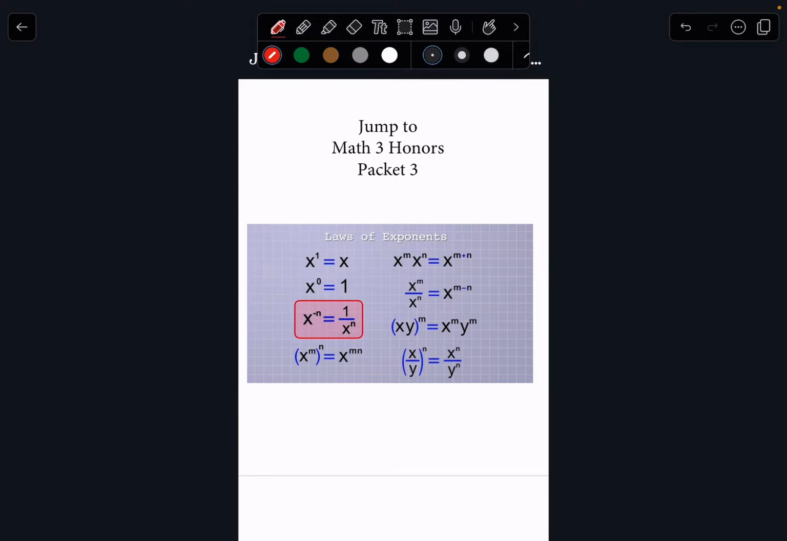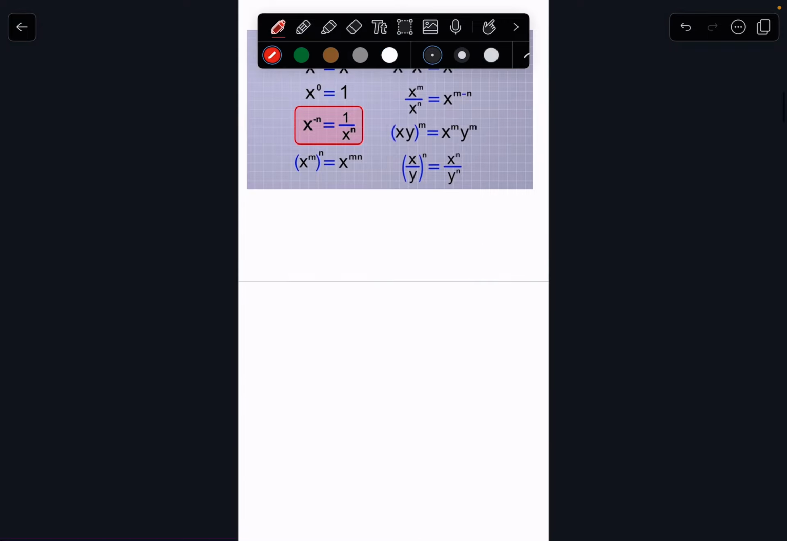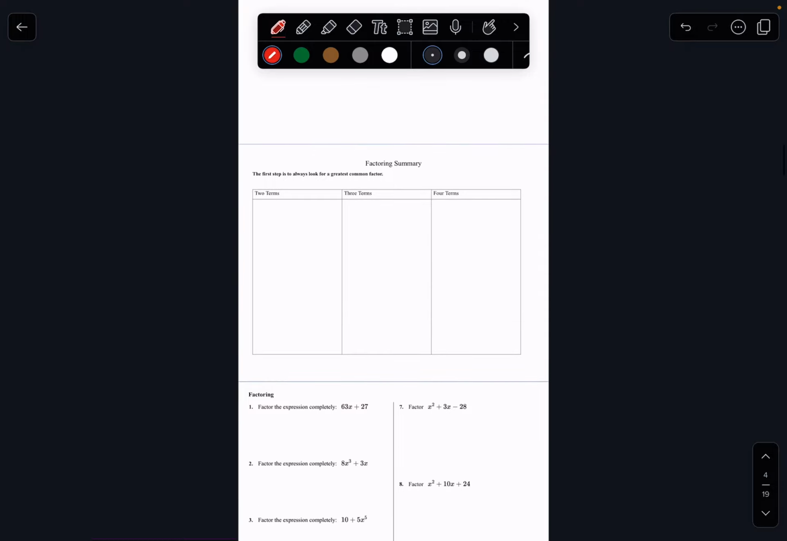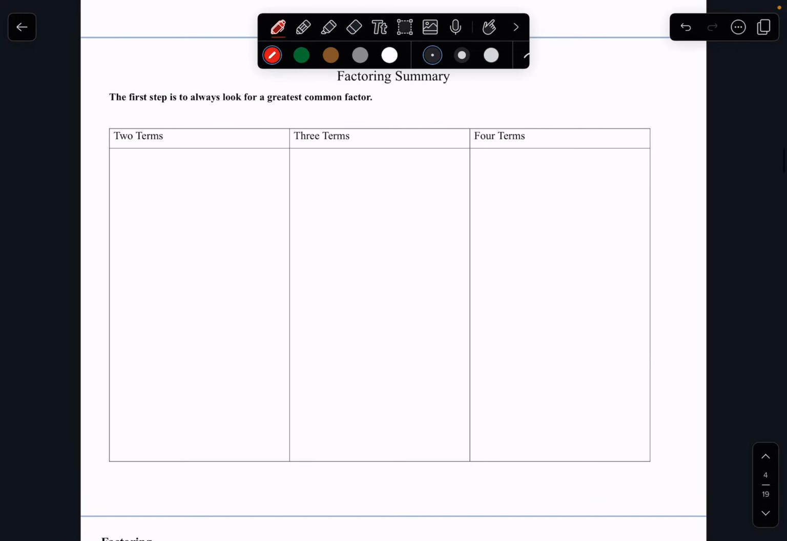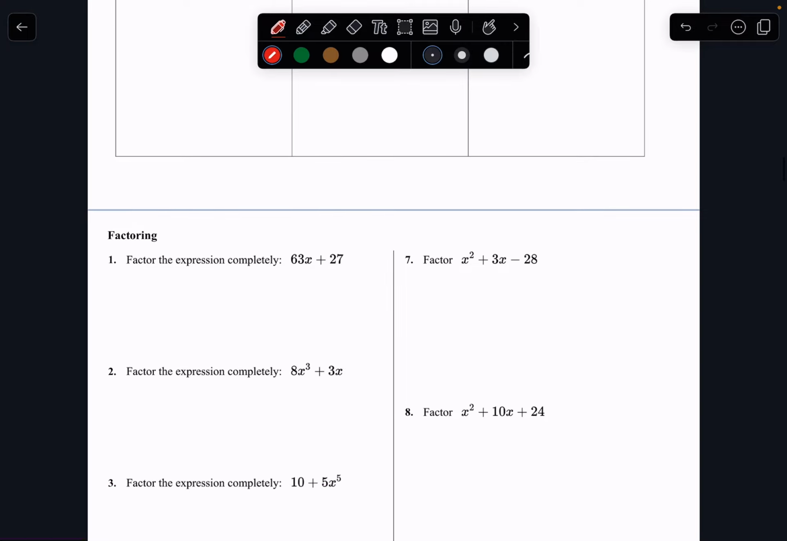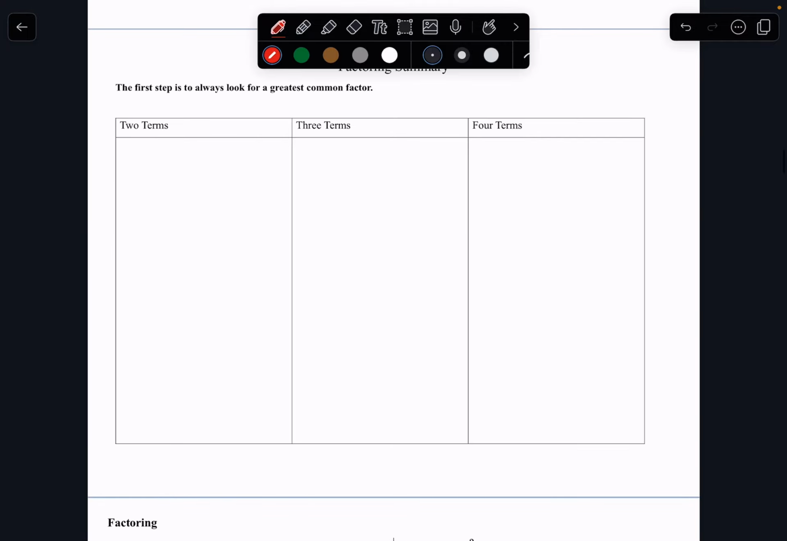First thing on your sheet, I want to add in a summary of how we're going to handle different scenarios when we're trying to factor. On that blank sheet, go ahead and copy down the chart here, and as we learn the different methods of factoring, we're going to put them in here and refer back to that so we have a nice concise summary sheet.